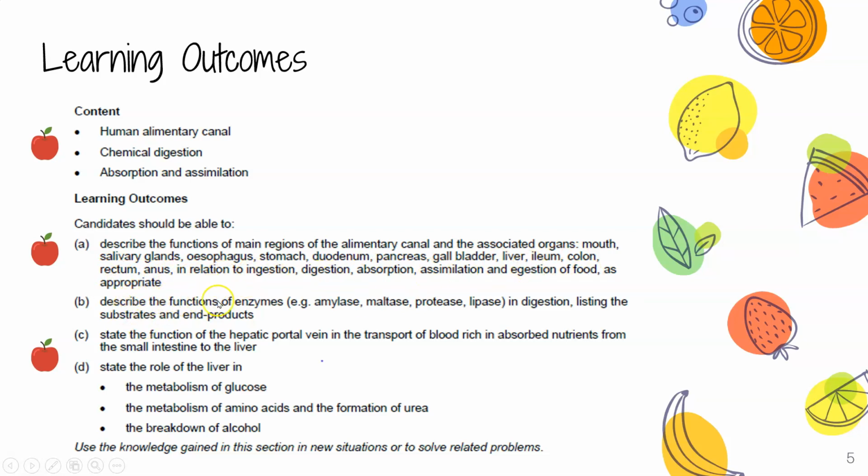Then we need to talk about the function of the enzymes amylase, maltase, protease, and lipase. I think this should be familiar to you. We also need to state the function of the hepatic portal vein in the transport of blood rich in absorbed nutrients from the small intestine to the liver. And lastly, state the role of the liver. There are three roles: metabolism of glucose, metabolism of amino acids and formation of urea, and breakdown of alcohol.